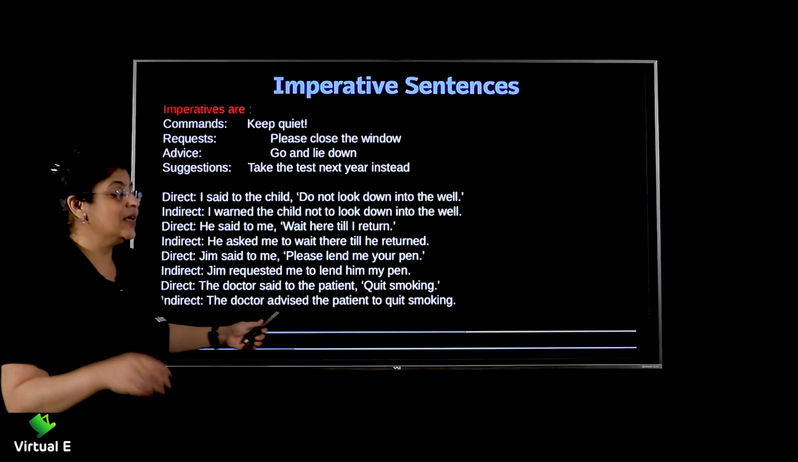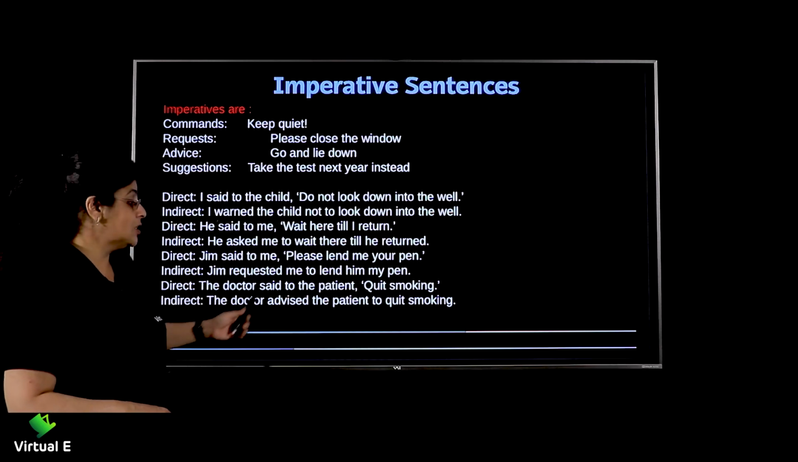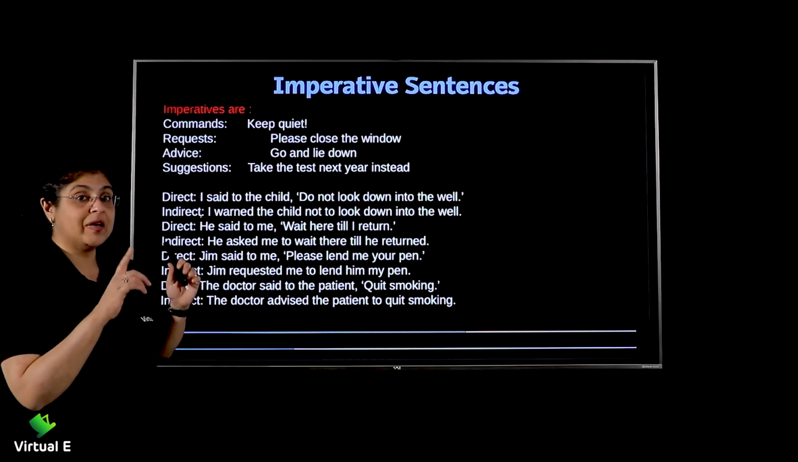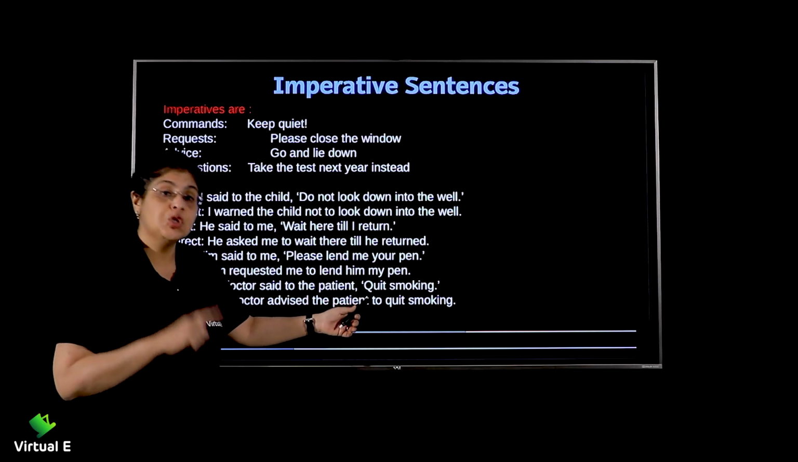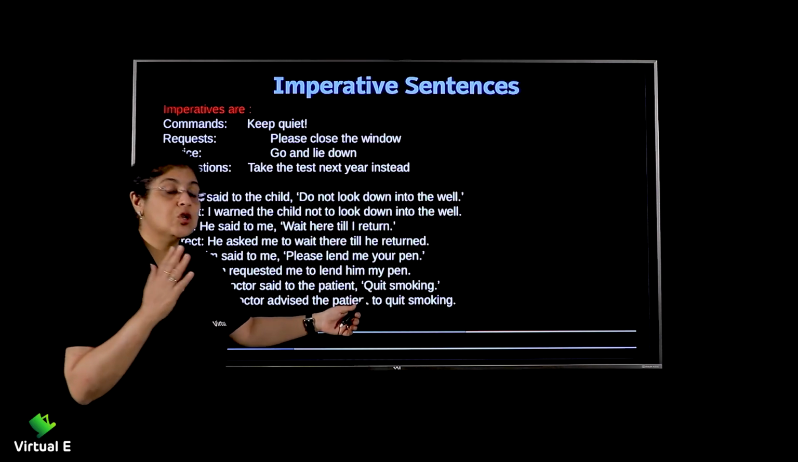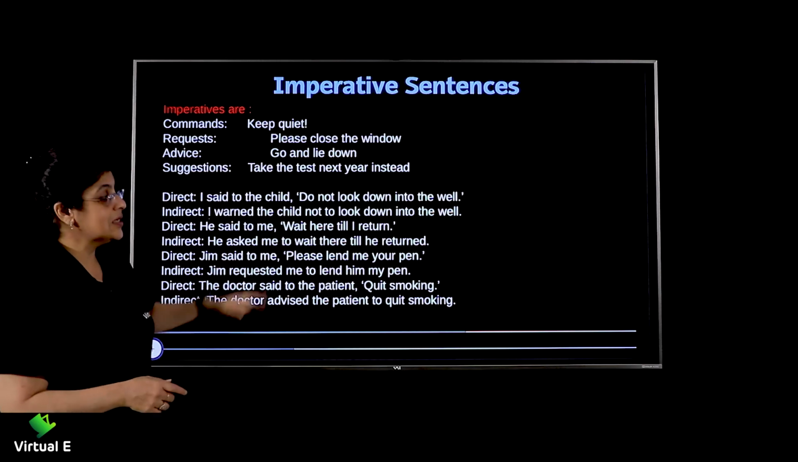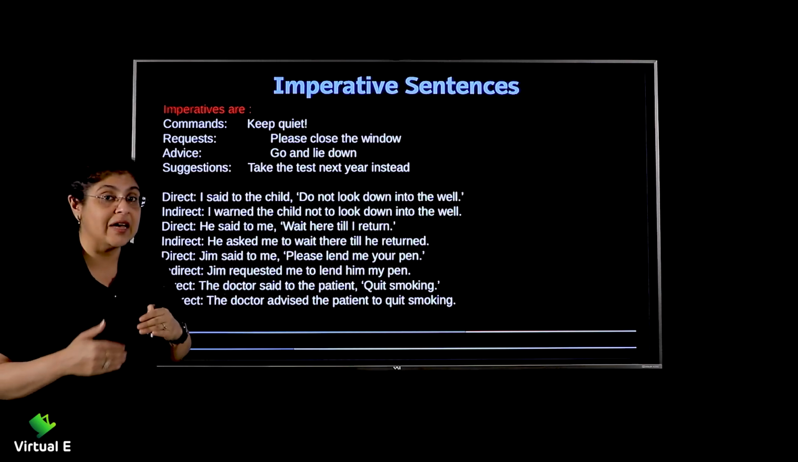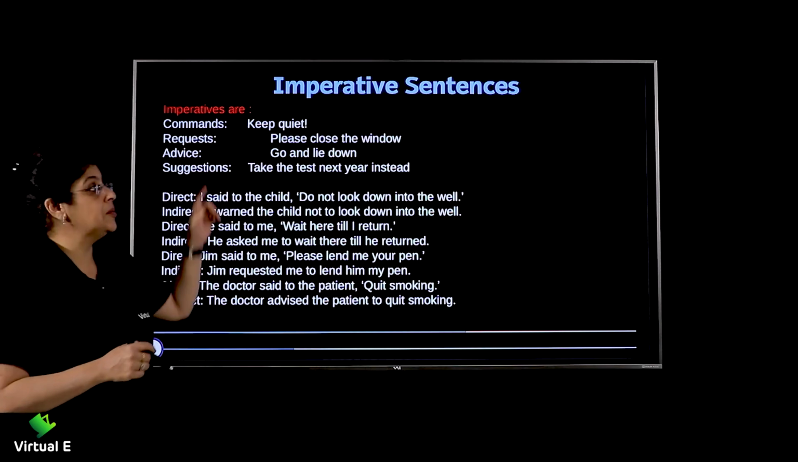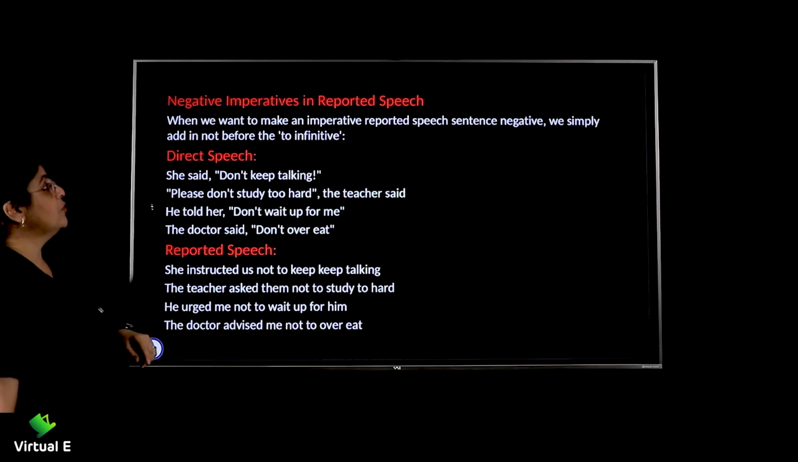The last one: "The doctor said to the patient, quit smoking." The doctor advised, the doctor will always advise you, right? So, the doctor advised, now "said to" becomes advised. Advised the patient to, quit is the verb, so to quit smoking. Got it? Now, this is how you will change your sentences from direct to indirect speech in case of imperative sentences. Yes? Let's move further.